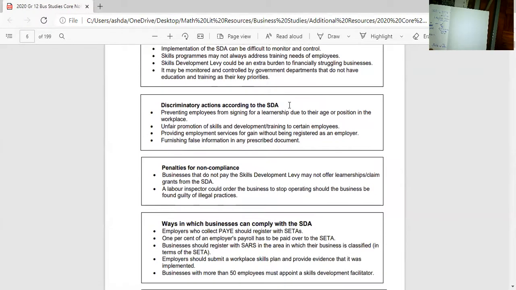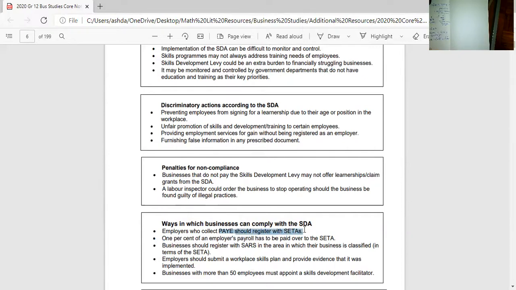Then we go to discrimination. And I think just denying anyone a learning opportunity is discrimination on this act. What they mention on the notes is that if you prevent employees from signing for a learnership because of their age, unfair promotion of skills, and then also furnishing false information on any prescribed document, that also serves as discrimination. Then the way that we comply is that we need to register.